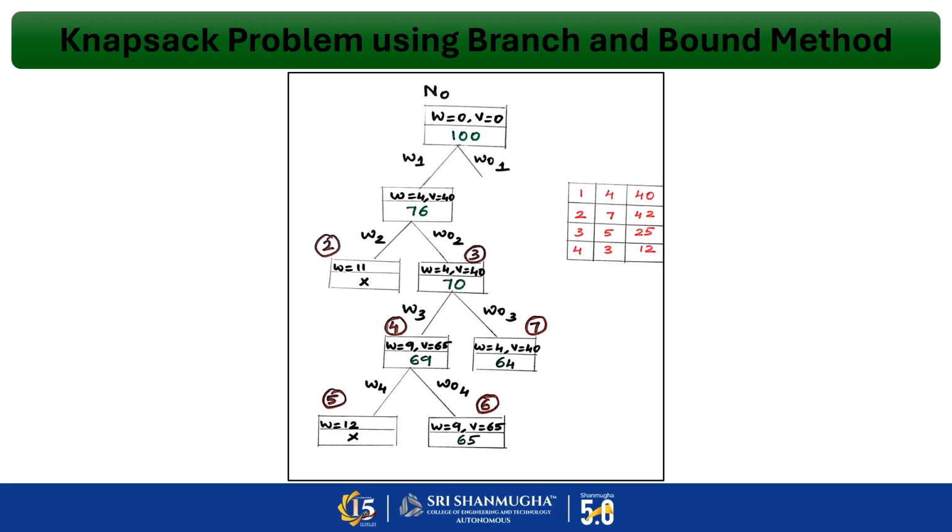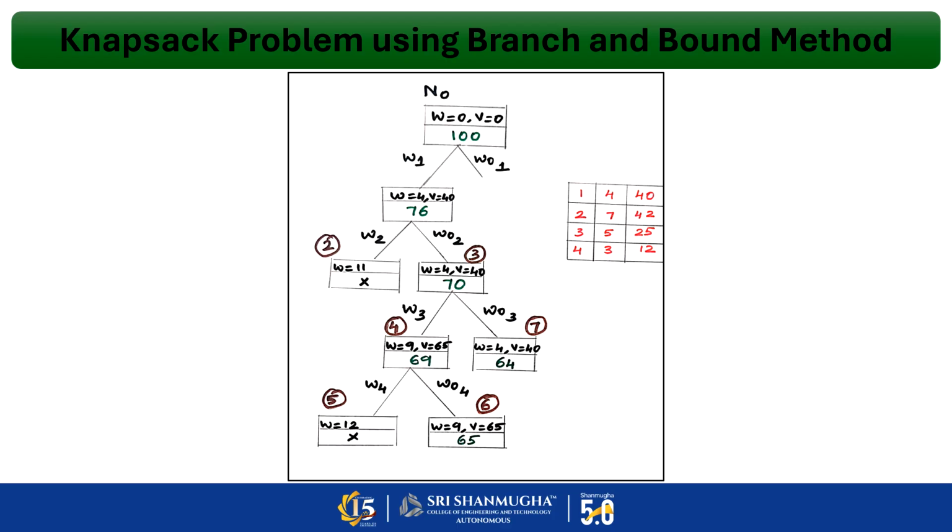So when you are going to calculate the value for node number 6, you have to concentrate on item number 4. It is without weight 4, right? And when you are calculating for node 7, you have to concentrate on item number 3. So likewise, you have to take the value and you have to substitute. So the value is nothing but 65 and 64. Now we have got everything.